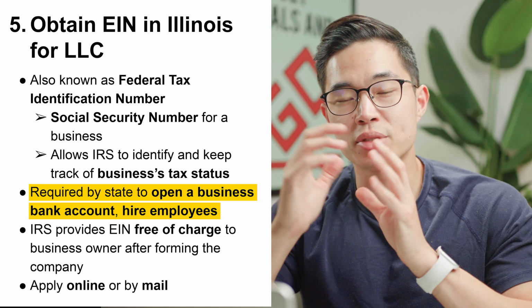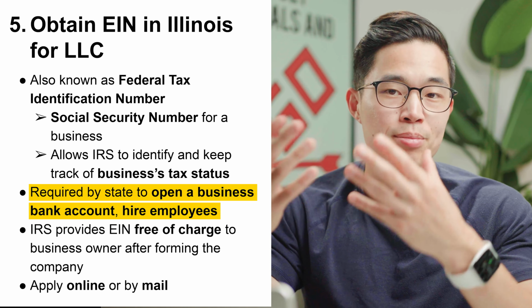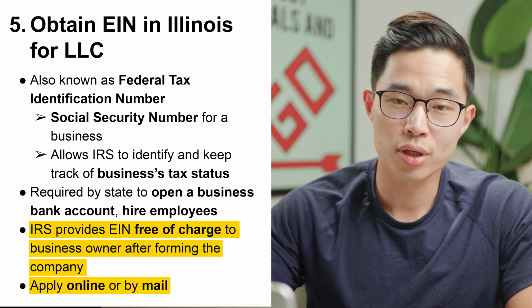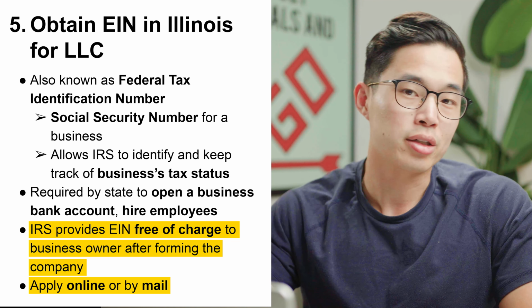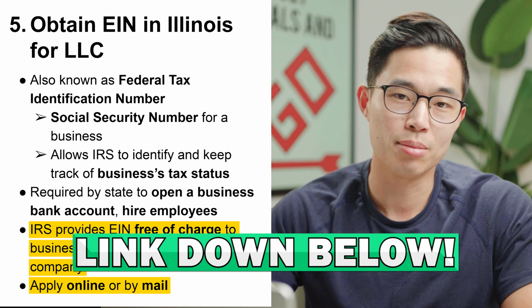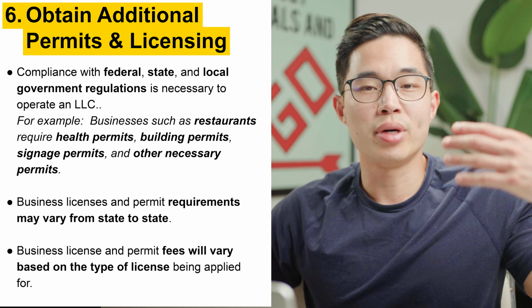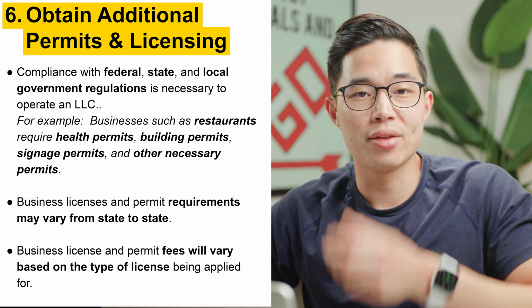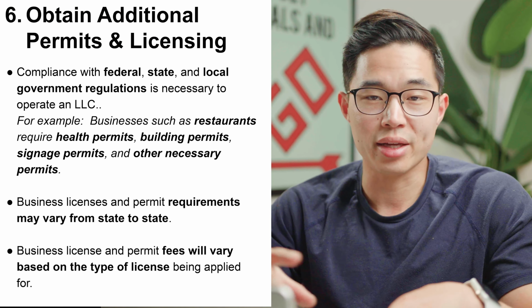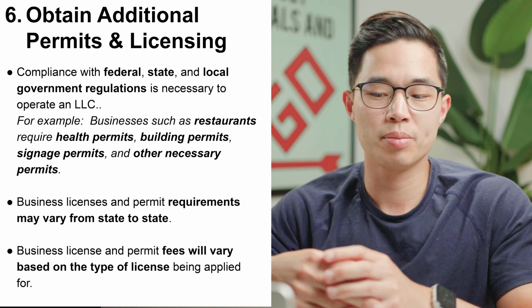It's going to allow you to open up your business bank account, hire employees, pay taxes, all that stuff. And to get your EIN, Northwest can actually do it for you, or you can do it yourself through the IRS website. It's completely free. It'll take you maybe 5 minutes, and we'll leave that link down below as well. And once all that's done, you're going to want to obtain any additional permits and licensing. I'm not going to go into this too much since it varies state by state, but definitely look into it because you don't want to be non-compliant.